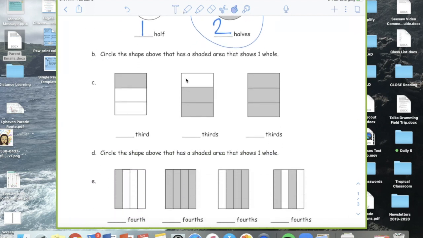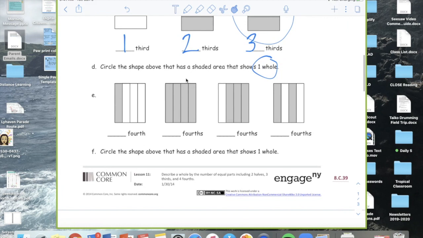Now you need to just identify how many parts are shaded once again. This is 1/3, 2/3, 3/3. Then question D, circle the shape above that has a shaded area that shows 1 whole, or 1 whole is the whole thing shaded. So I'm going to circle this shape because it has no unshaded areas.